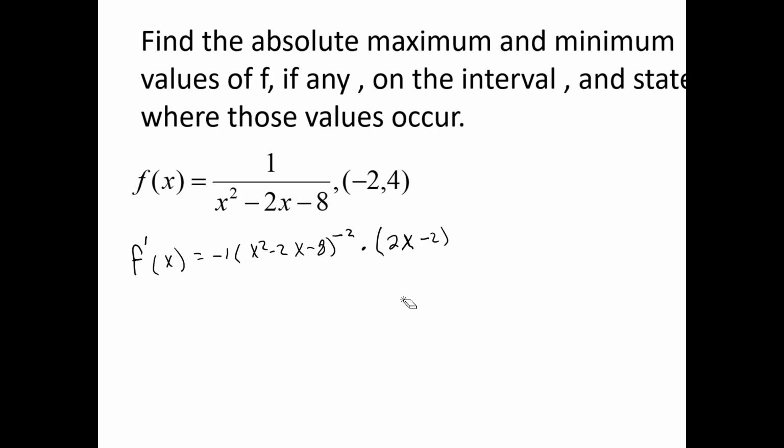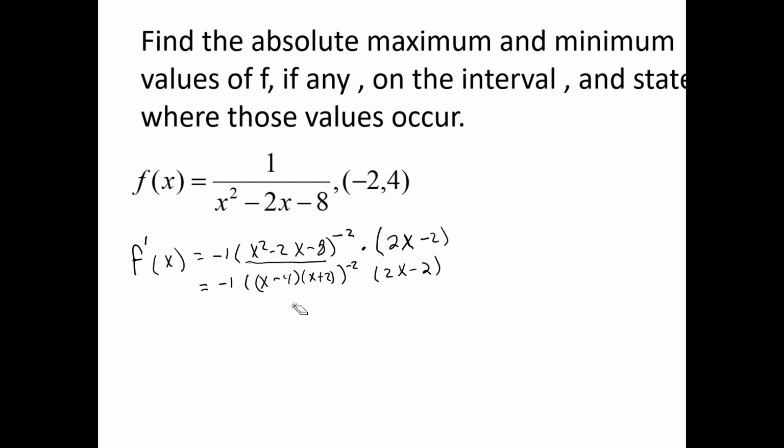From this, you can see that what's going to make it undefined is what makes this 0. But we already know what makes that. If we plug in negative 2, we'll get 0, and if we plug in 4, we'll get 0. To see that, you can just write that in factored form. x minus 4, x plus 2 to the negative 2. Here you can factor out 2, or you can see just by inspection that 1 will make that 0.